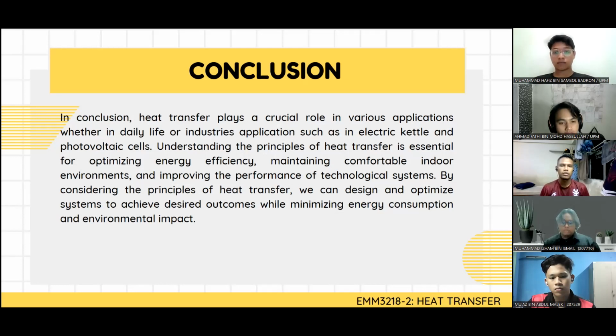By considering the principles of heat transfer, we can design and optimize systems to achieve desired outcomes while minimizing energy consumption and environmental impact. So that's all for our presentation.